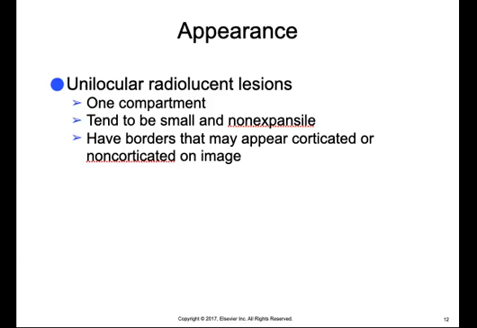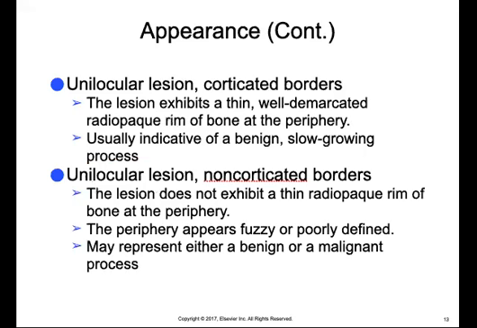Unilocular lesions tend to be small and non-expansive and have borders that may appear corticated or non-corticated on the dental image. And corticated just means that the bone is thicker in the area than it normally would be. The term corticated comes from the Latin cortex, or outer layer, and refers to the outer layer or border of a radiolucent lesion.